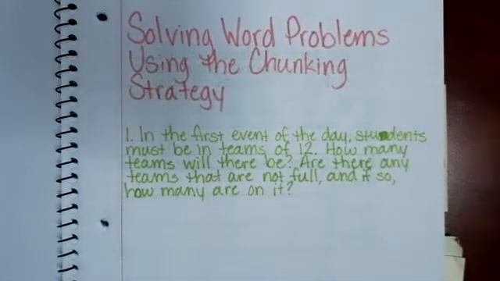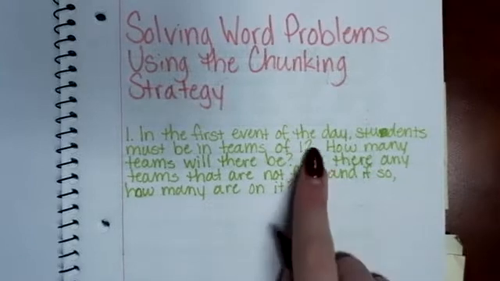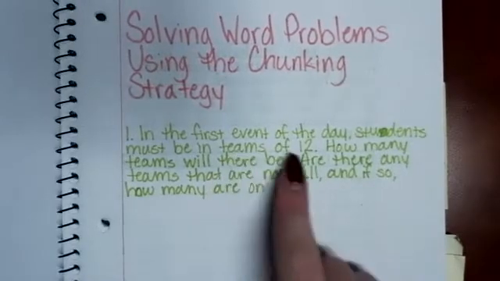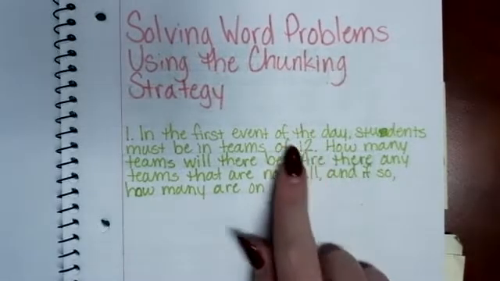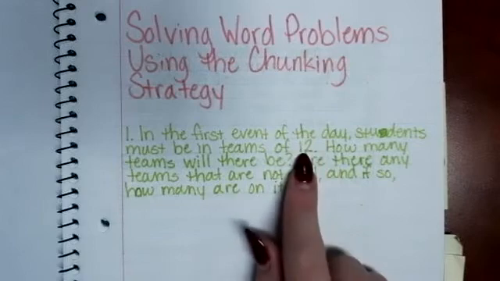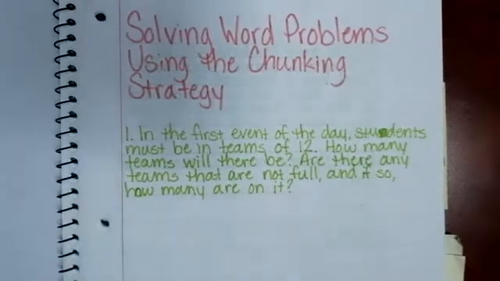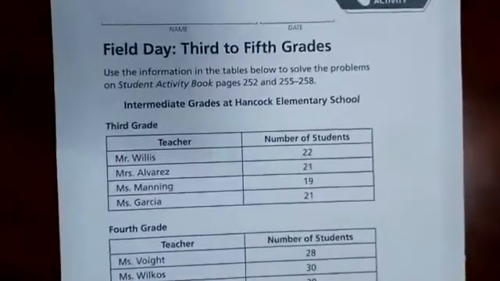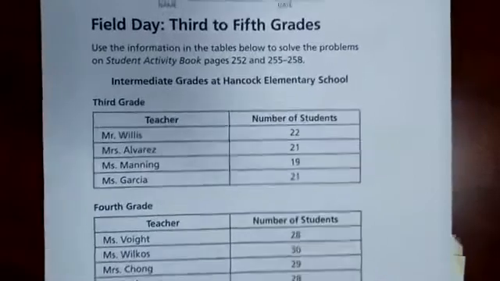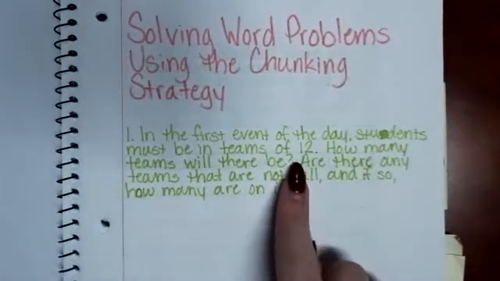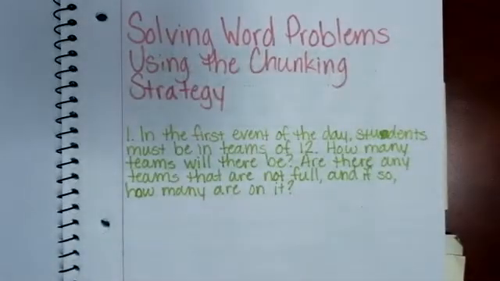Okay, so first thing I notice here is I only see one number in this entire problem. I only see the number 12, and that's talking about being divided into teams of 12. So I know what I'm dividing by. I'm dividing by 12 because I need to get into groups of 12, but what is my total going to be? Well, since we are using this reference page and we're talking about field day, and it says for the first event of the day, students must be in teams of 12. So they're talking about all the students here.